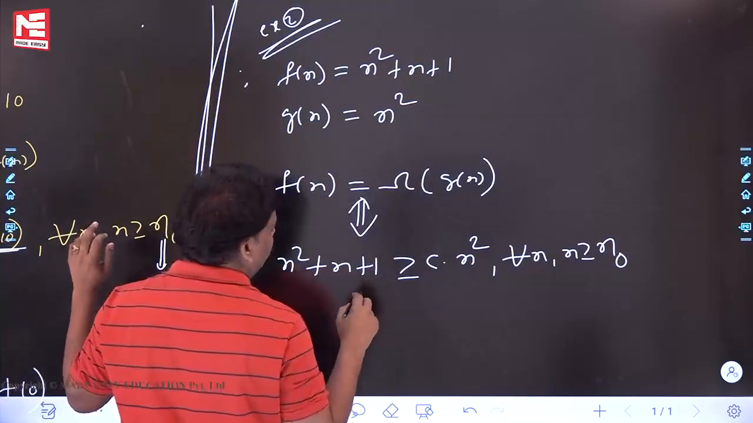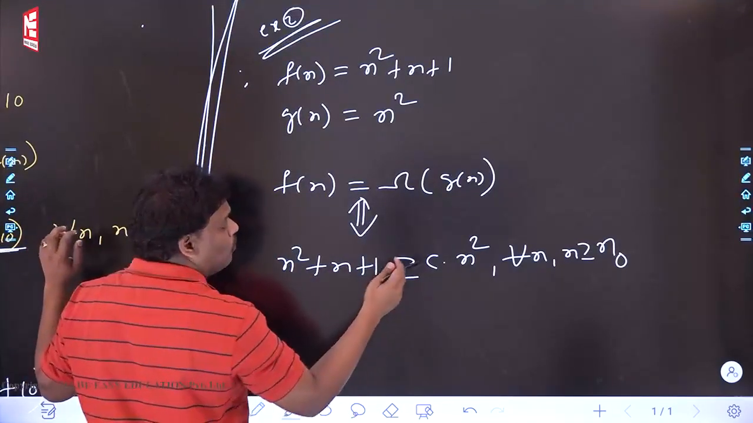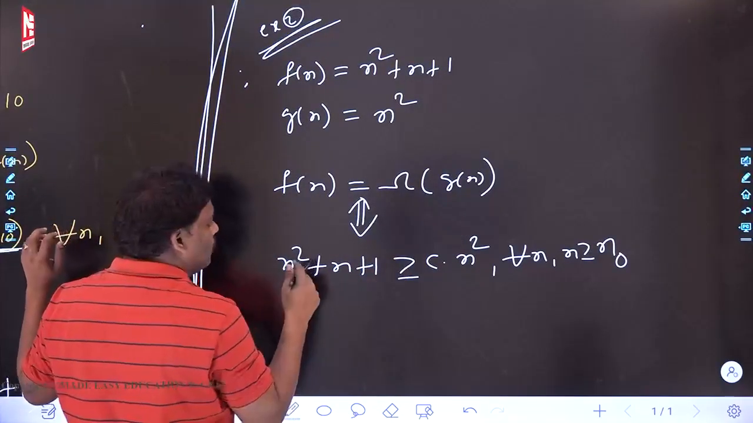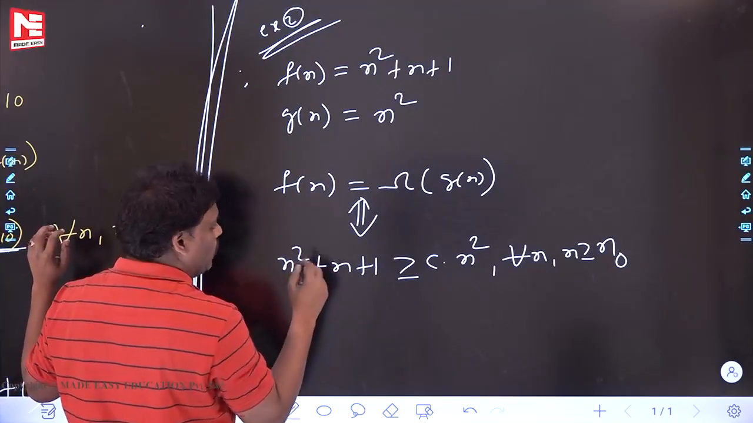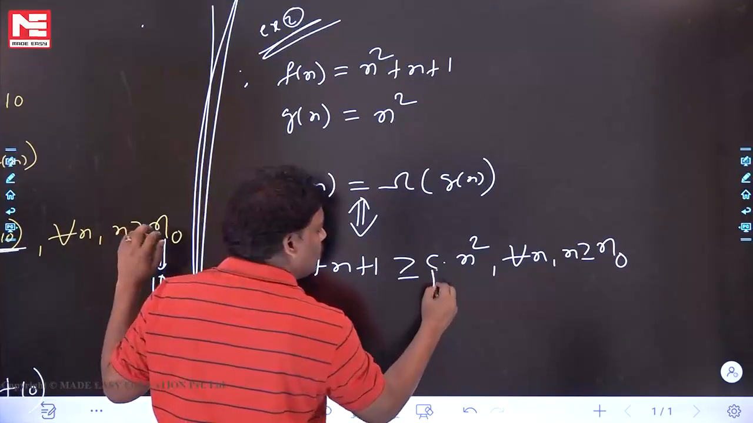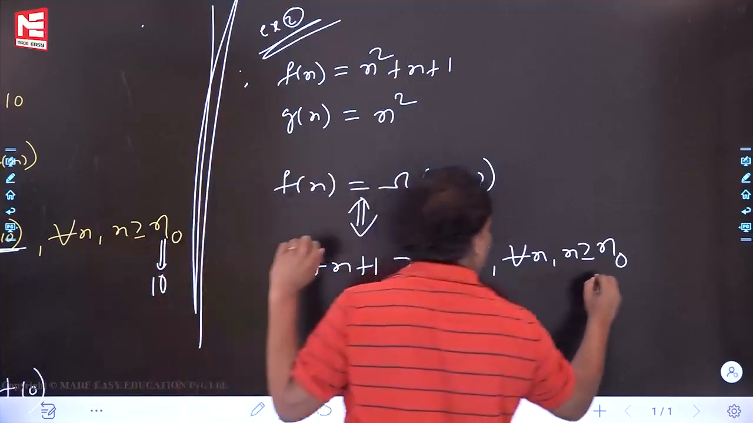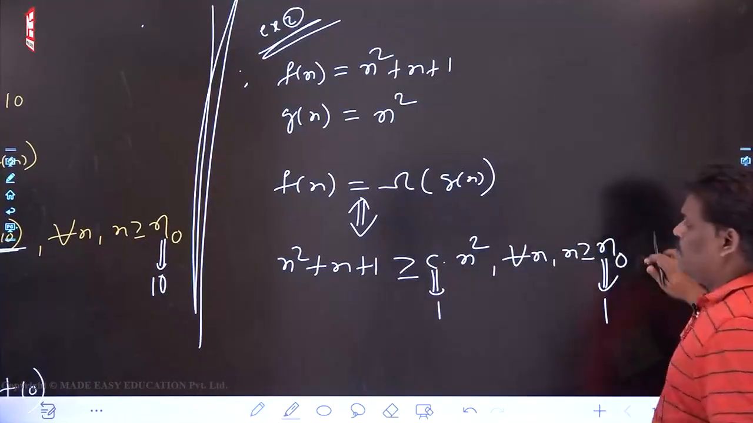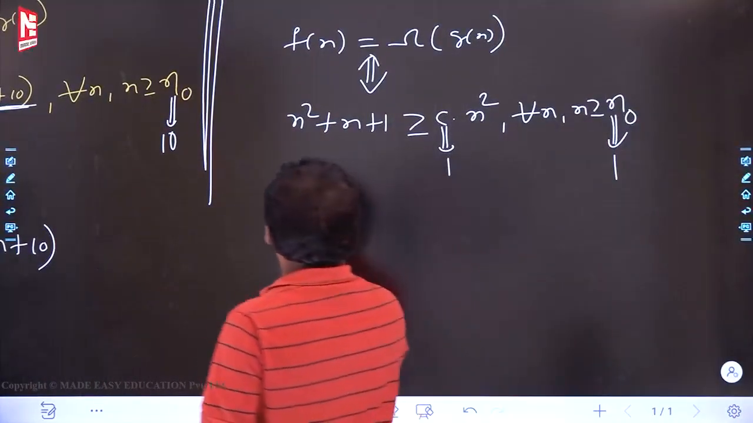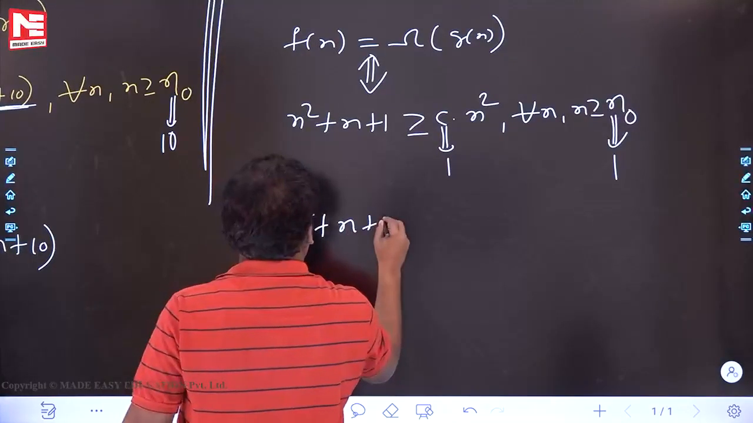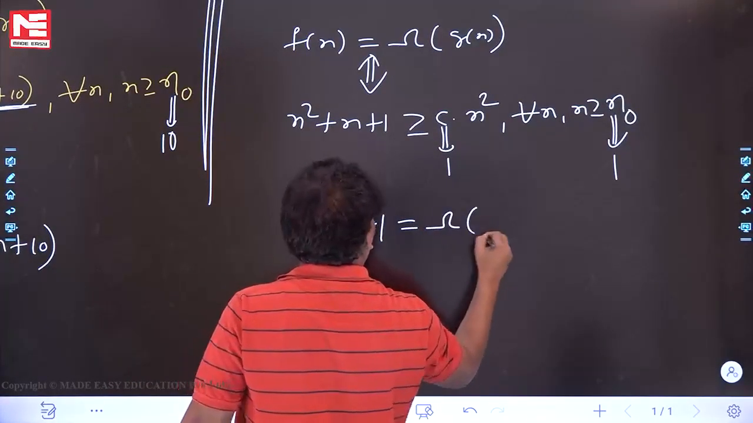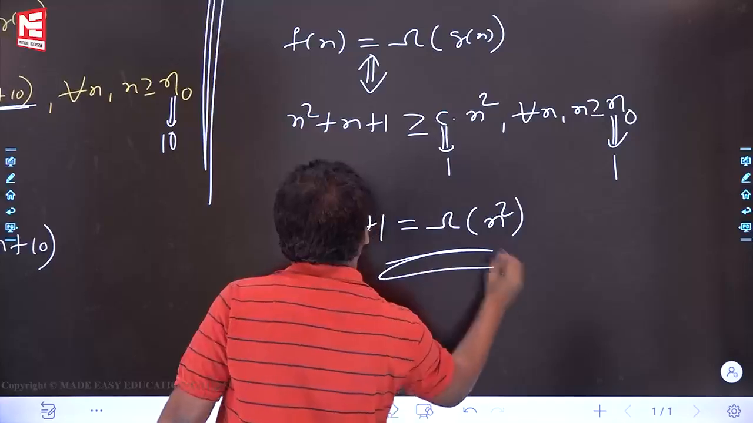Can you help me now? What is the meaning of omega? I want to prove smaller, which is nothing but left will be bigger or equal. I think left is already bigger. You can take c value 1. What is the n0? I think 1 onwards works. So finally I can conclude that n square plus n plus 1 is omega of n square is true.